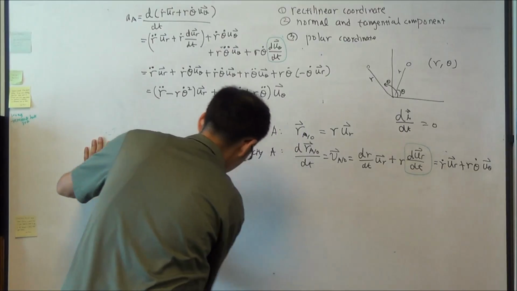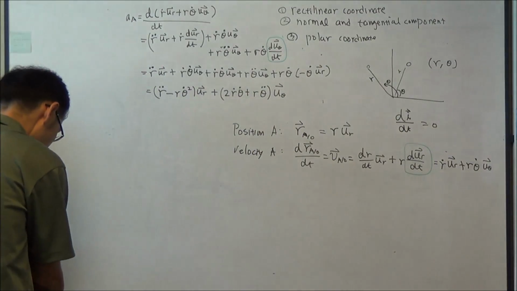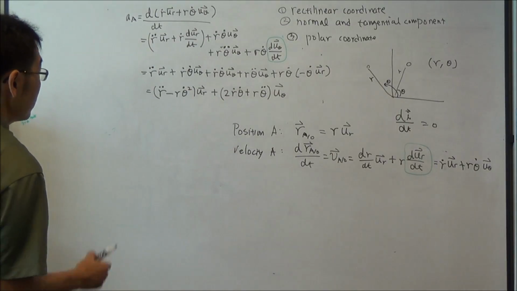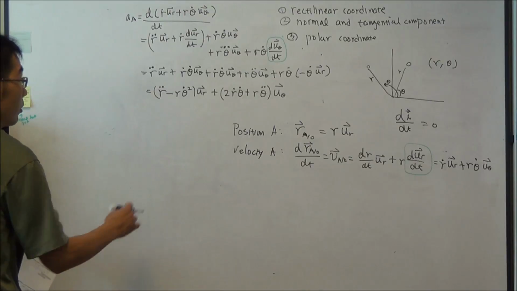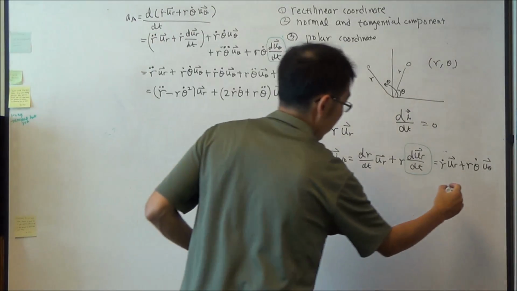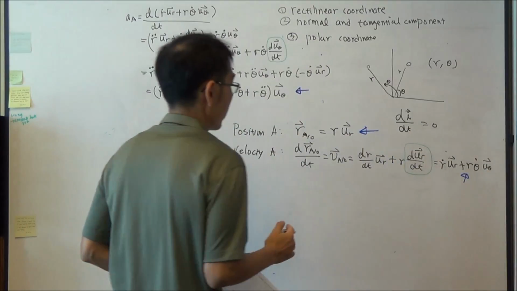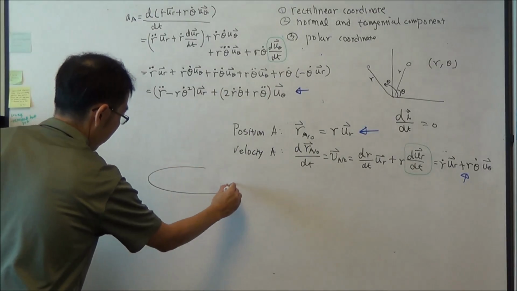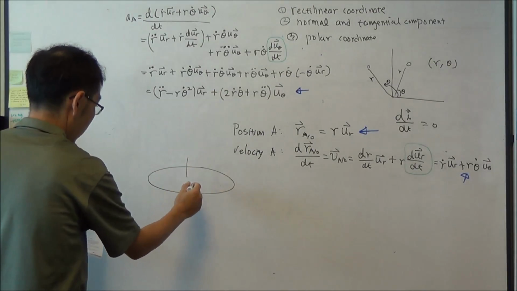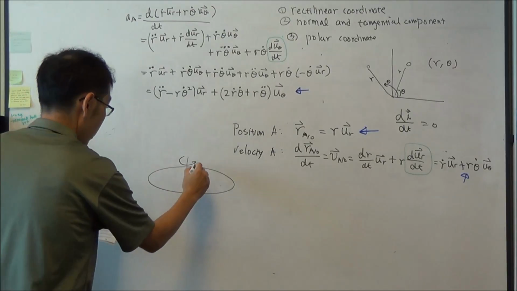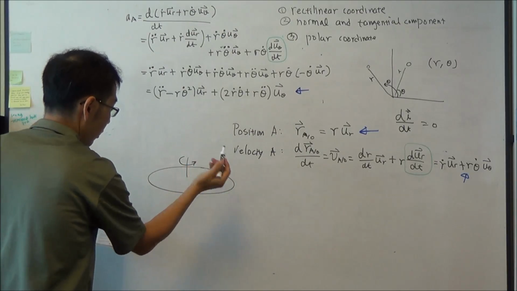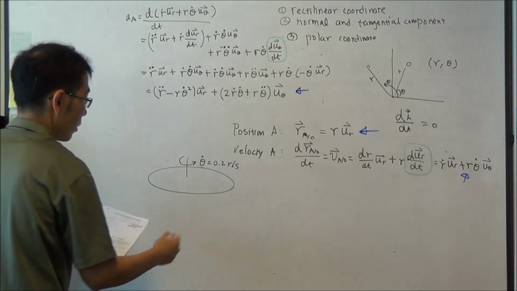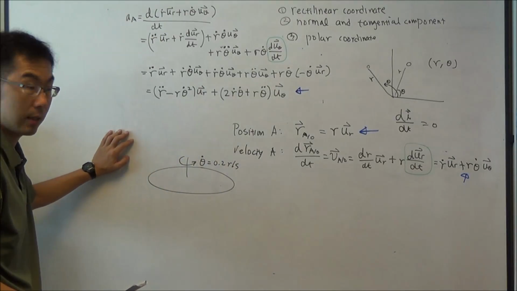So let me do a very simple example. Just remember this one and this one and this one. So in this example, there's a big plate, and this big plate is rotating. So what's the angular velocity? The angular velocity is equal to 0.2 radian per second. So per second, this one is rotating 0.2 radian.